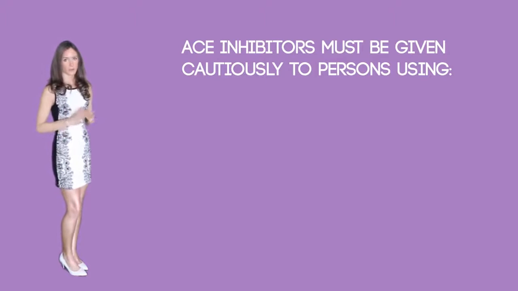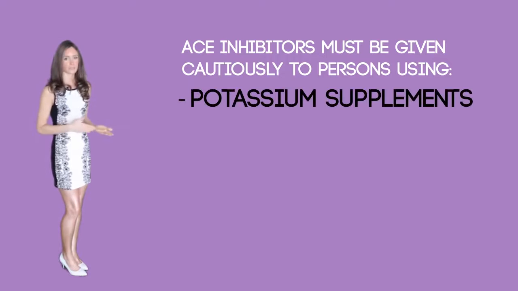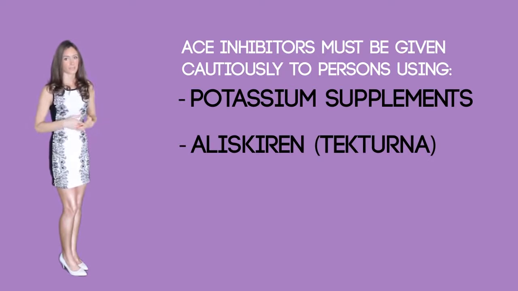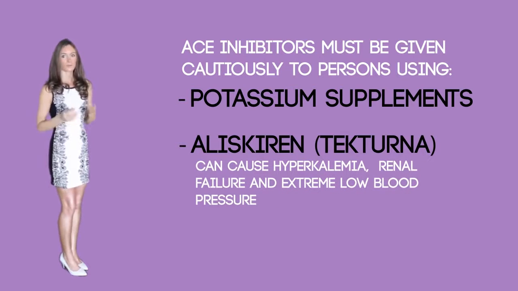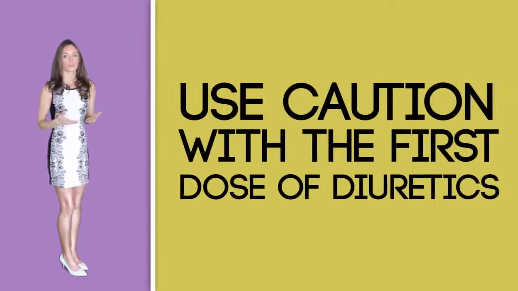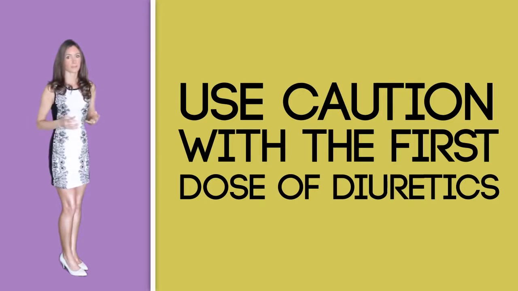ACE inhibitors must be given cautiously to persons using potassium supplements or other medications that can elevate blood potassium levels. Tekturna, if taken together with an ACE inhibitor, can cause hyperkalemia. Renal failure and extreme low blood pressure need to be avoided as well. Use caution with the first dose of diuretics, as the first dose of ACE inhibitors can sometimes reduce the blood pressure unexpectedly. And nurses, of course, be sure to alert your patient on how to get up slowly in this scenario by sitting on the edge of the bed for a little while and then standing up slowly.